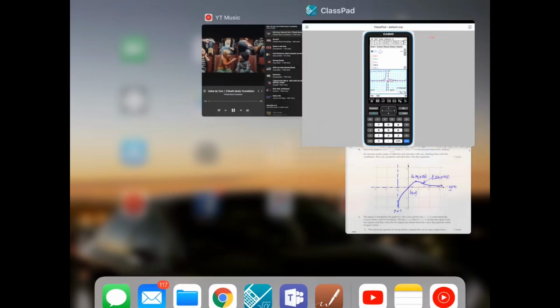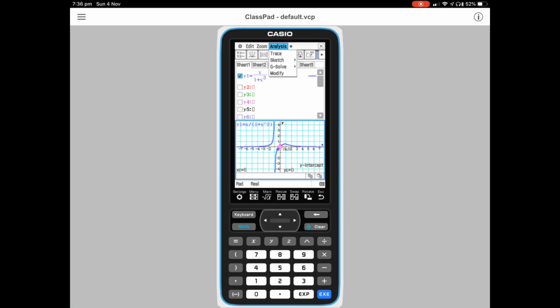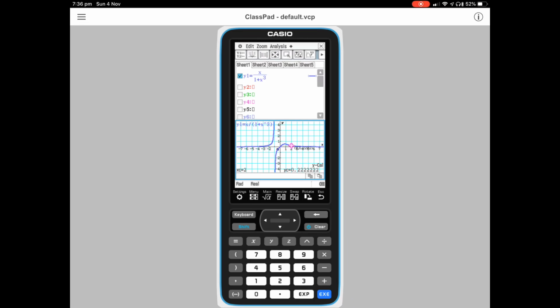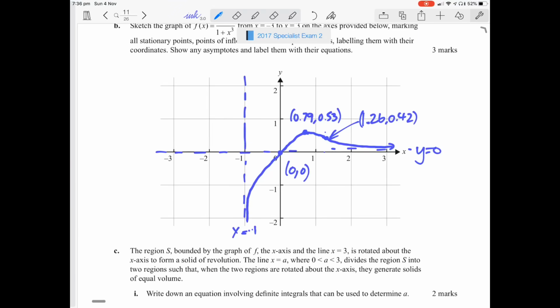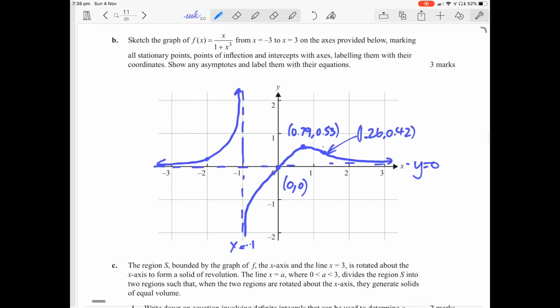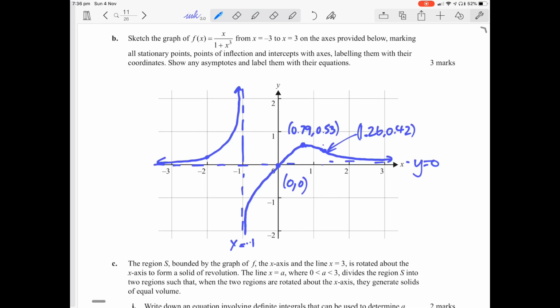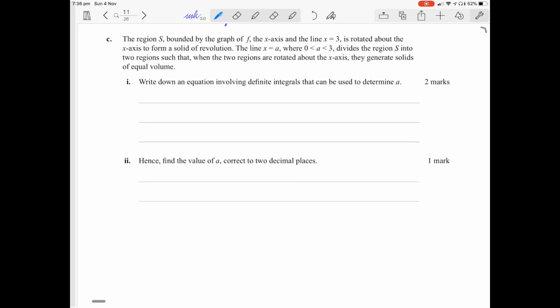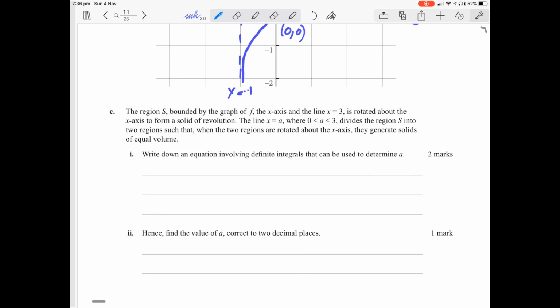Okay, let's just see what our y value is when x equals 2. 0.22. So let's say there. So the graph looks like that. You don't need to put a point in there. So we've got all our stationary points, points of inflection, intercepts with axes, labeling of their coordinates, any asymptotes labeled. Okay, that's all done.